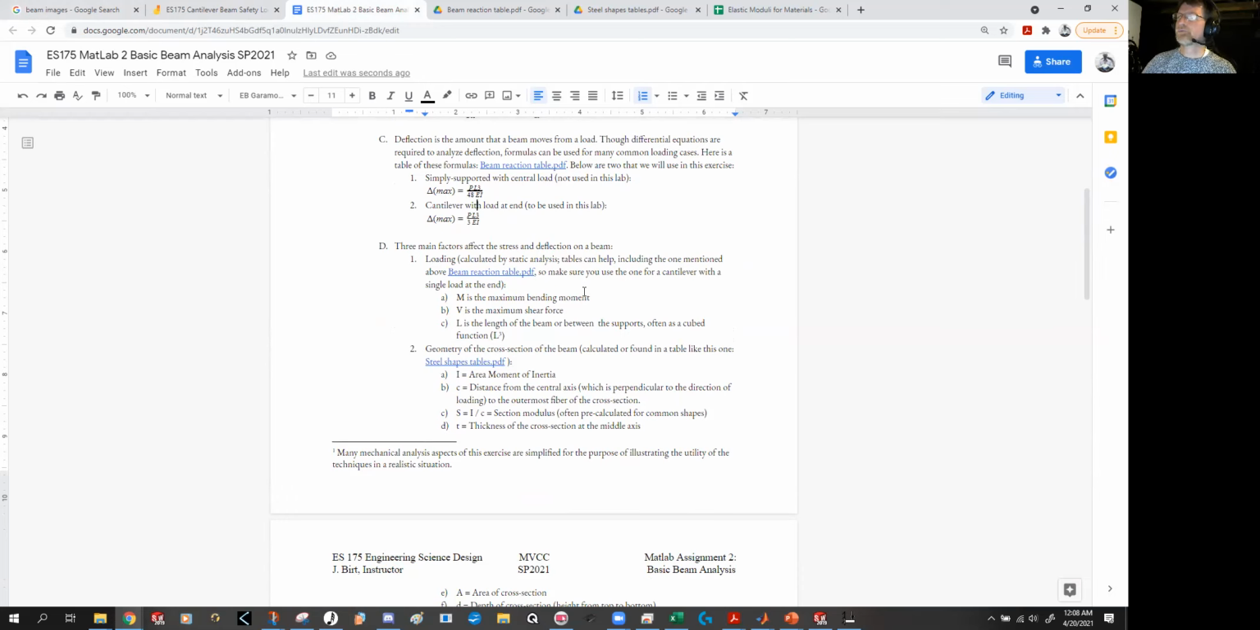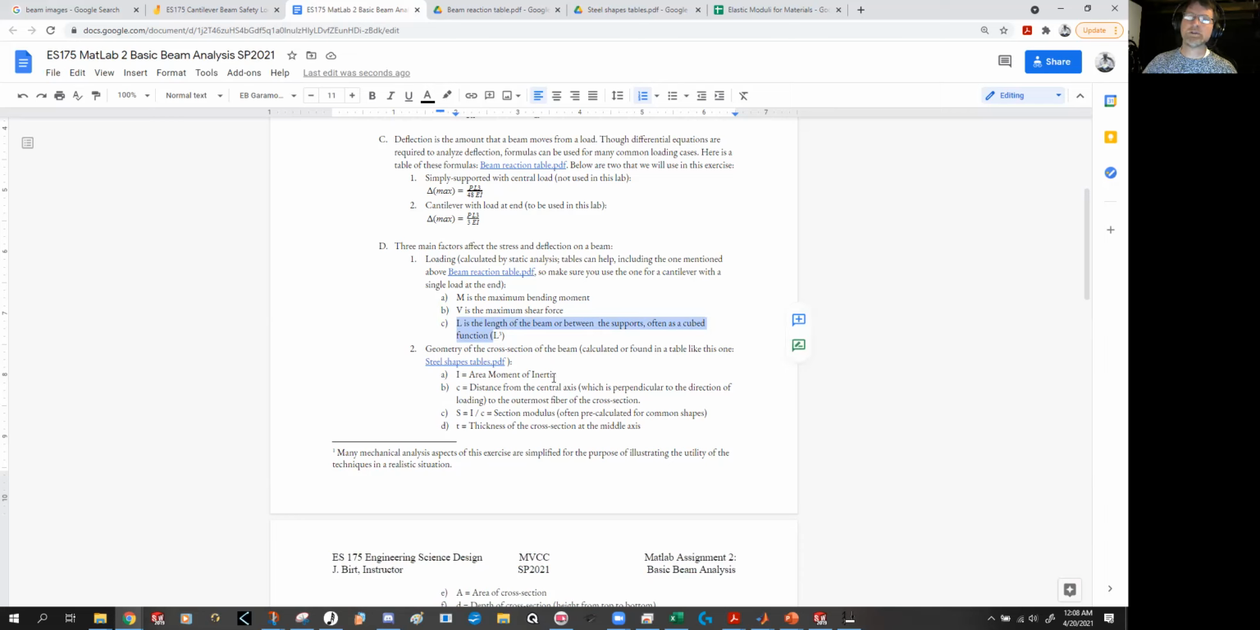So you calculate using static analysis, and you can calculate the bending moment and the shear force, but also the length of the beam is part of the loading in this case. That's what I'm going to be working with here.